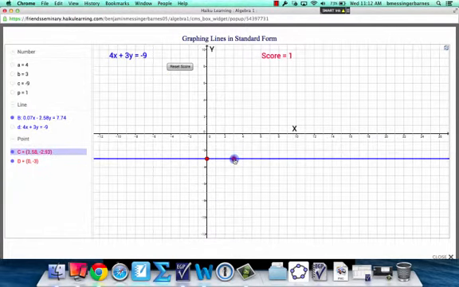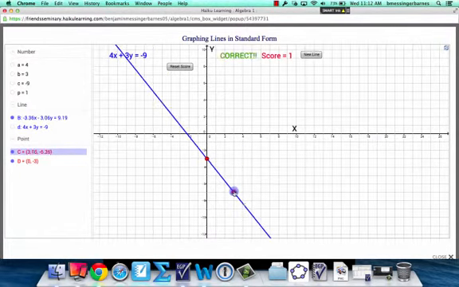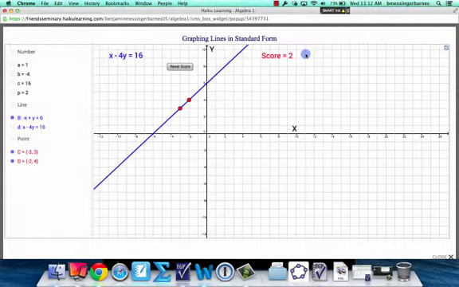So for a 3-unit increase in x, we should have a 1, 2, 3, 4-unit decrease in y. Hurrah, correct, life is good, new line.